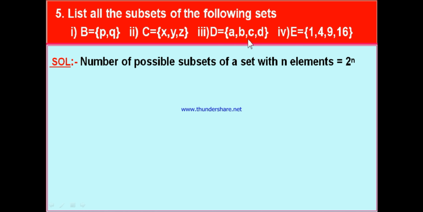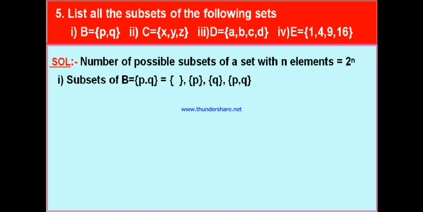Okay, now let us solve this question. First bit, subsets of the set B is equal to PQ are. Now the number of subsets for B, we know that there are 4 subsets, and let us list out all the 4 subsets. For any set, we know that the empty set is a subset. Therefore, first write an empty set. Next, the set with the first element, the set with the second element, and the set with both elements. Here, empty set, set P, set Q, and set PQ.